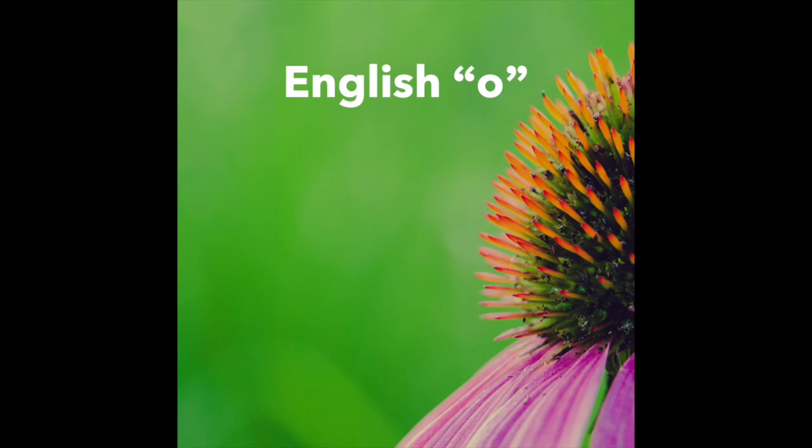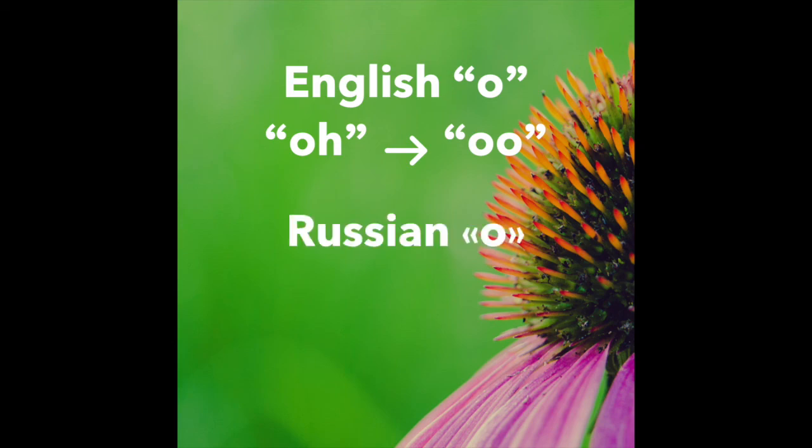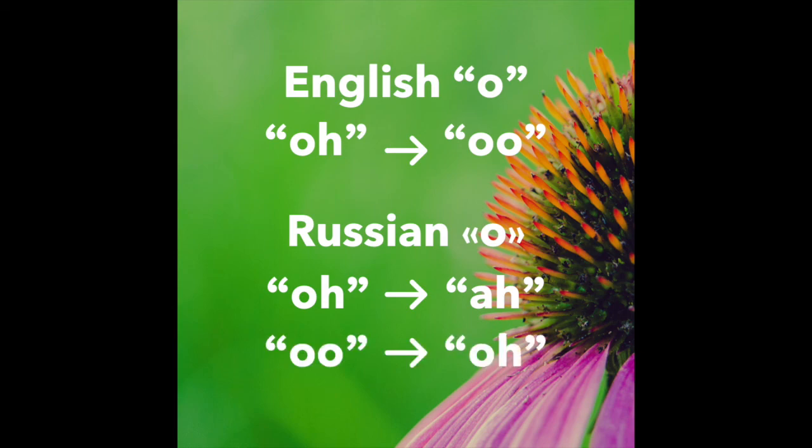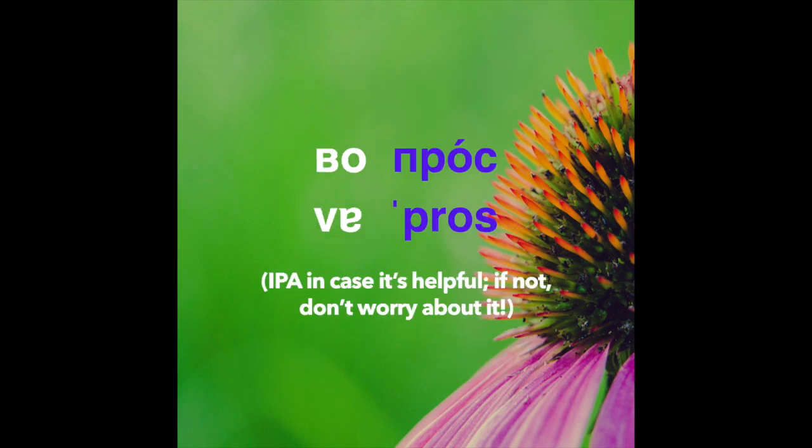In English, the letter O closes to an oo sound. But Russian does the opposite. It opens either from an O to an ah sound or from an oo to an o sound. It's not pros, but jo tang lips. Прос.